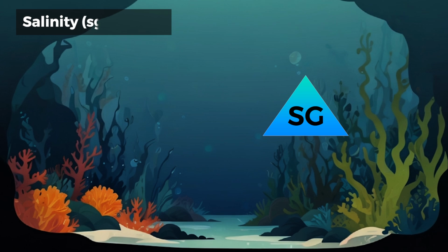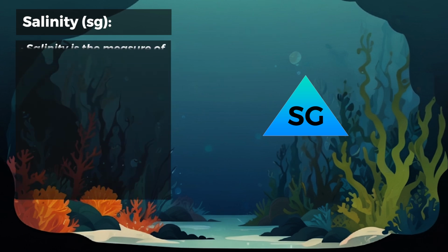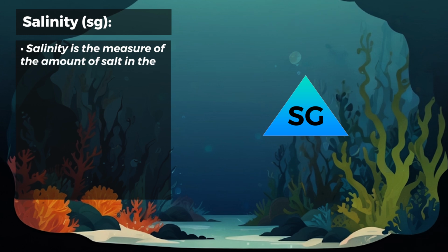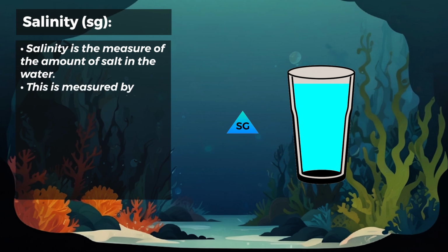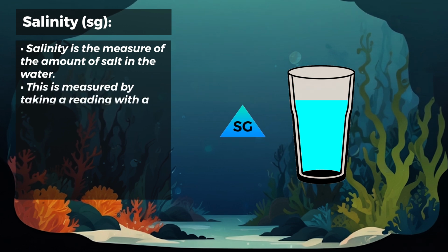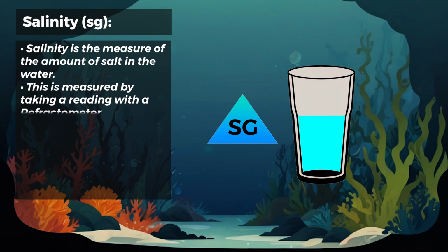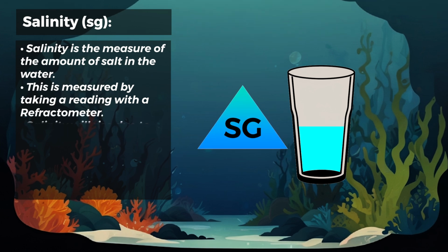Firstly, salinity, or specific gravity. Salinity is the most important parameter to keep consistent in a reef tank, and it is only really going to change in accordance to evaporation. For example, if you were to have a pint of water and add any amount of salt to it, if you were to leave it to evaporate by 50%, then the concentration of salt in the half pint of water would be double as strong as it was previously.